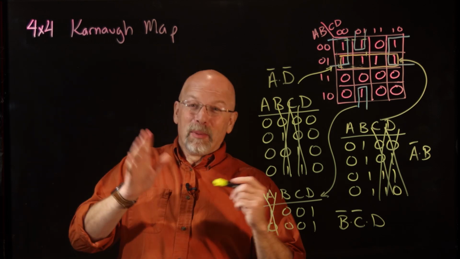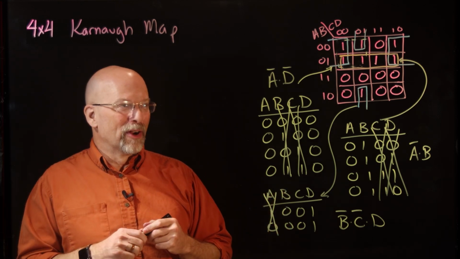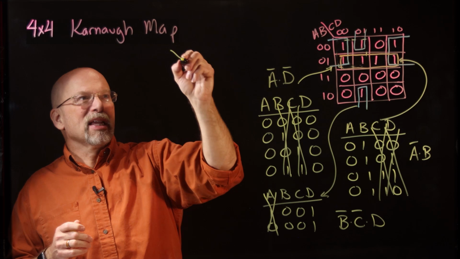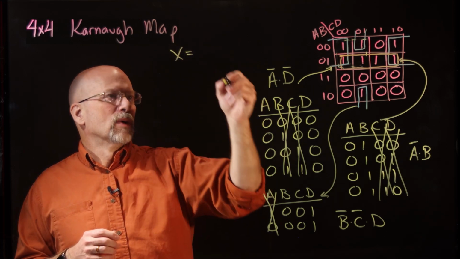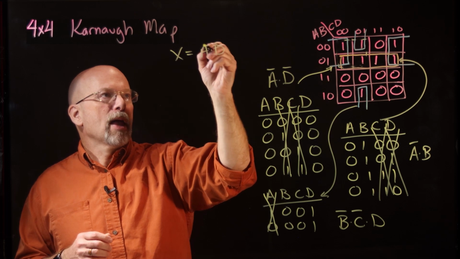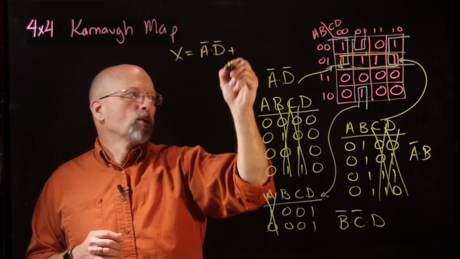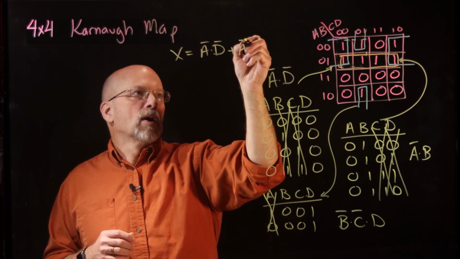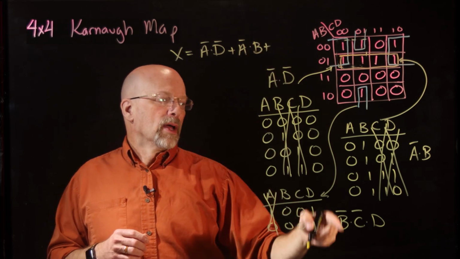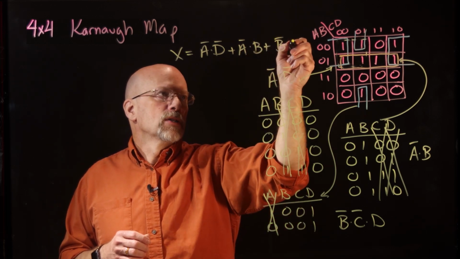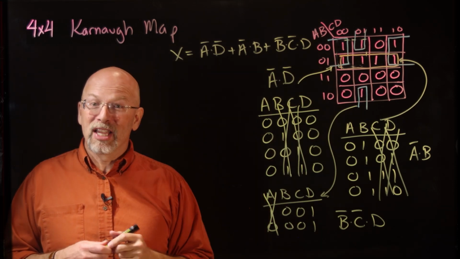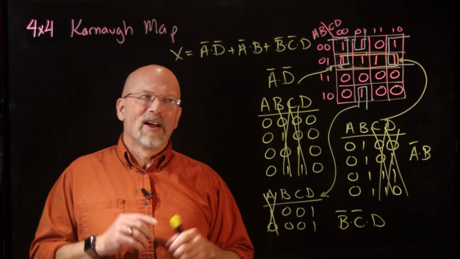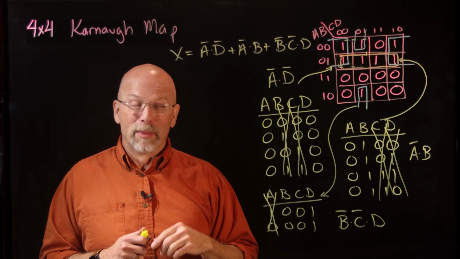So that horrible truth table that I drew up there at the very beginning, well, it was pretty easy to come up with an expression for it. X is equal to A bar and D bar, ORed with A bar and B, ORed with B bar, C bar, D. And there you go. There's the expression that took care of that truth table at the very beginning.